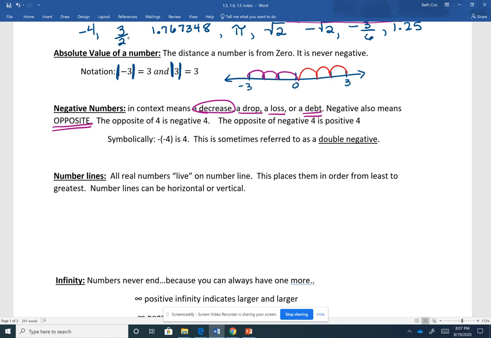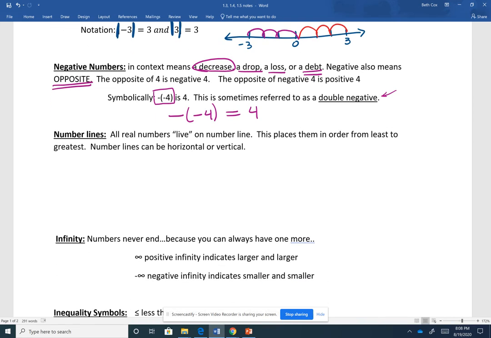So the opposite of 4 is -4, and the opposite of -4 is +4. And so when we do this symbolically, it looks like this. This is the opposite of -4. And sometimes we refer to this as a double negative. So the opposite of -4 is 4. And so this is why we get that concept of a double negative, or two negatives make a positive. It's because the opposite of a negative is positive. So keep that in mind.